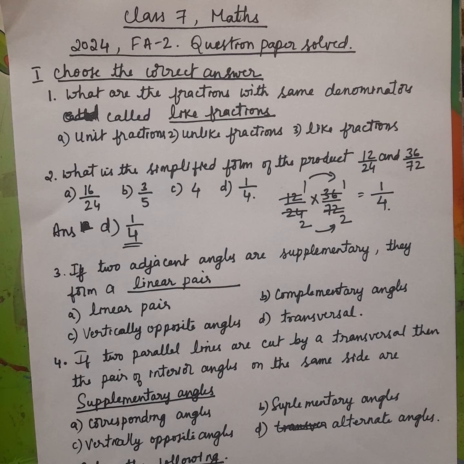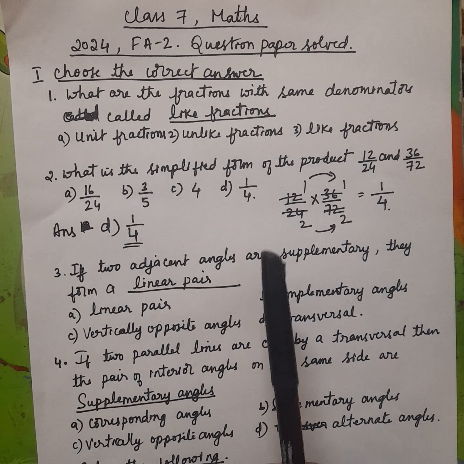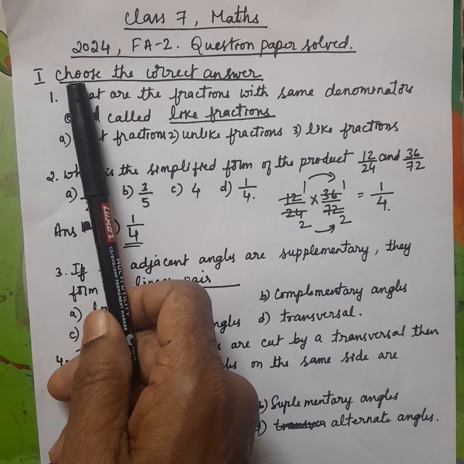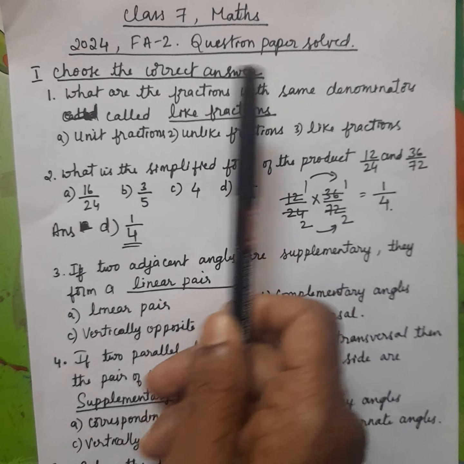Hi students, today we are going to solve the paper of mathematics of class 7 FA2 which was given in the year 2024. Let's see the questions. Now number first one, choose the correct answers.